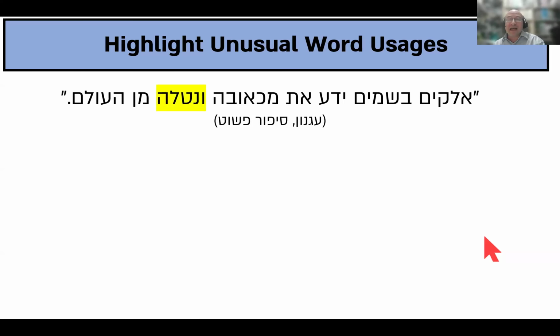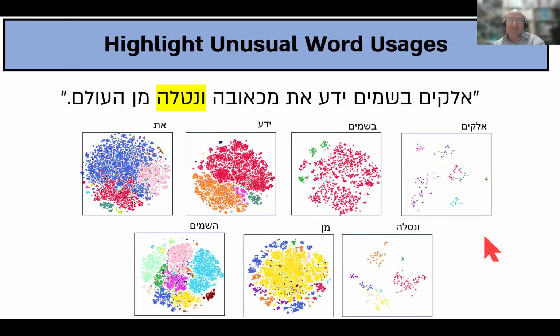We can run every word here, and that's what I did. I ran every single word. One word is missing here, so I have 7 out of 8 graphs. But I ran every word in a TSNE graph, and in each case, the word was assigned to one of the big clusters, except for the word unitala.